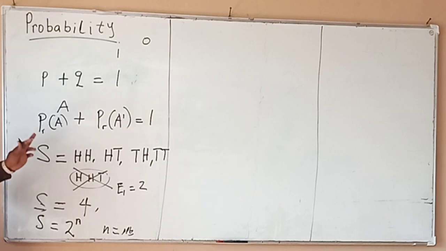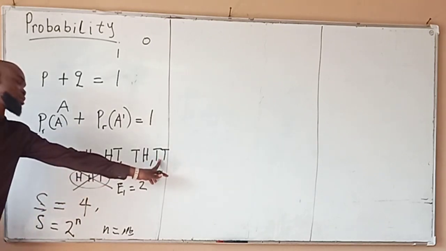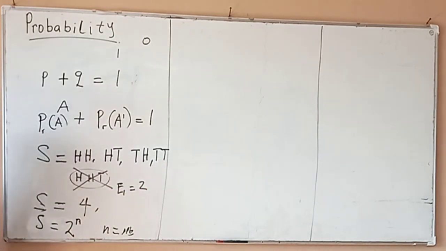The event of having no head, that is 0 head, is 1. You're going to have 0 head only once. The event of having 2 heads is just 1, not 2. Only this one has 2 heads. No other one has 2 heads. So that's what we call an event.